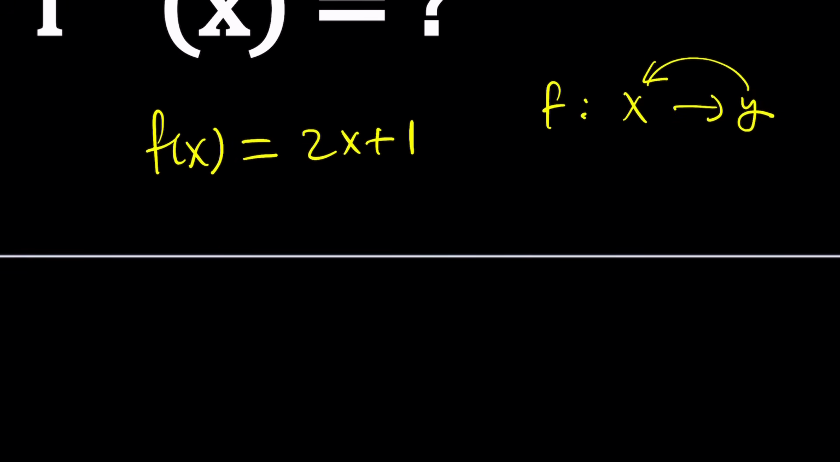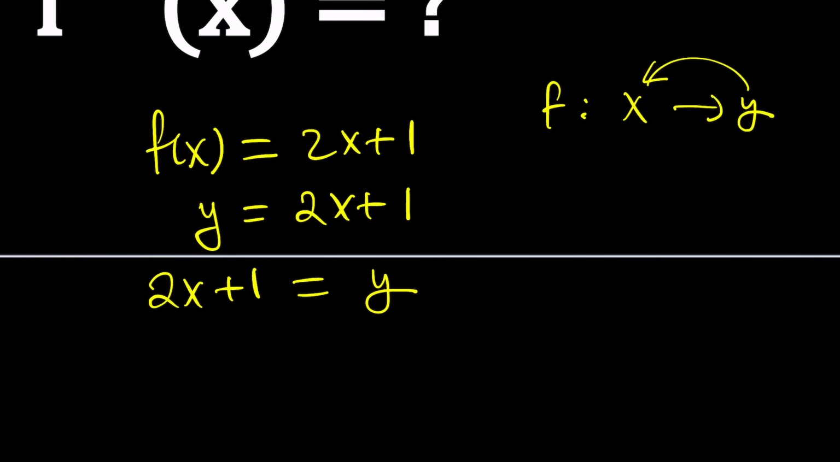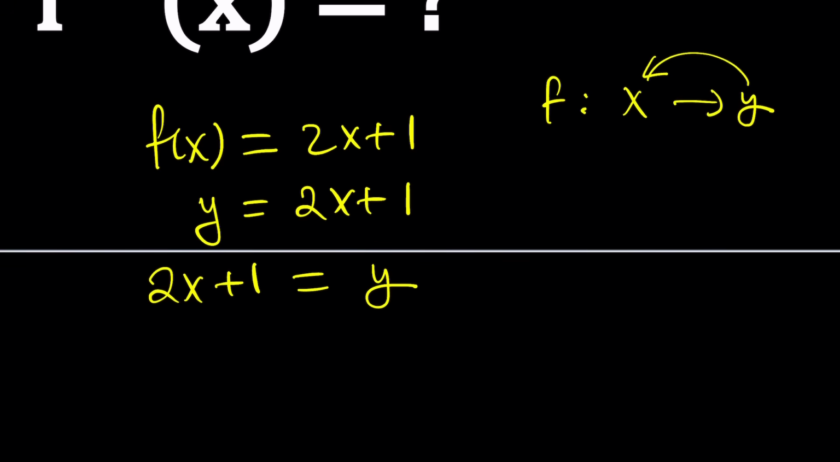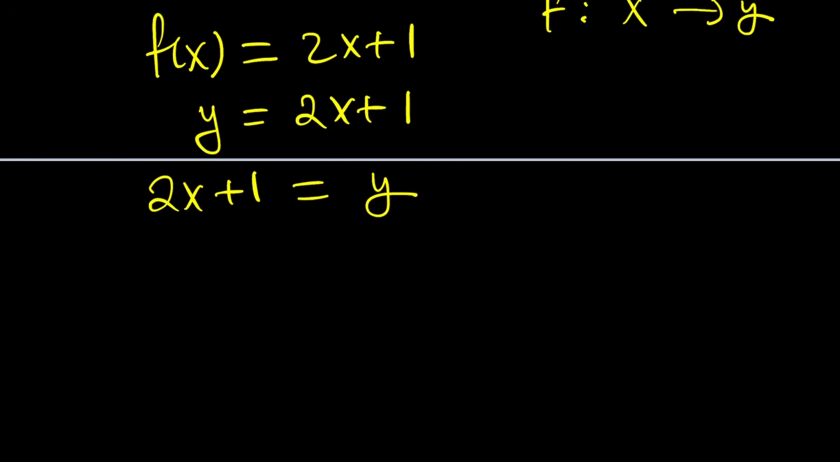The first step is replace f of x with y. By the way, you don't have to do it this way, but I like to do it this way. And then I usually switch sides so that the expression that contains x is on the left-hand side. And then I'm going to proceed with solving for x. Our goal is to get x by itself, and I'm going to tell you why that's the case. But let's go ahead and do it first.